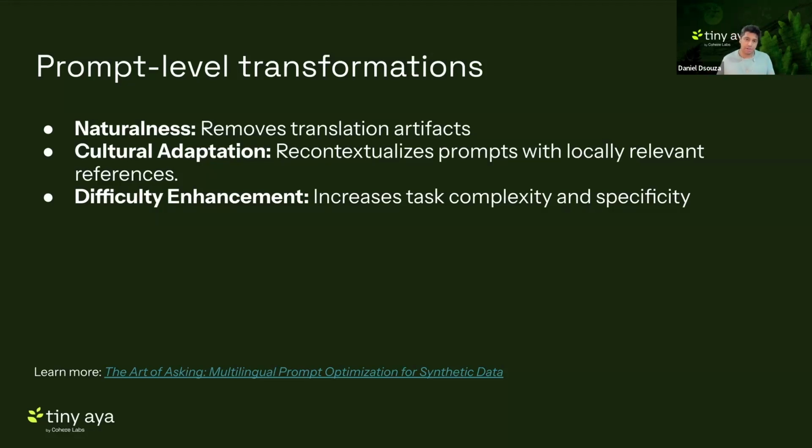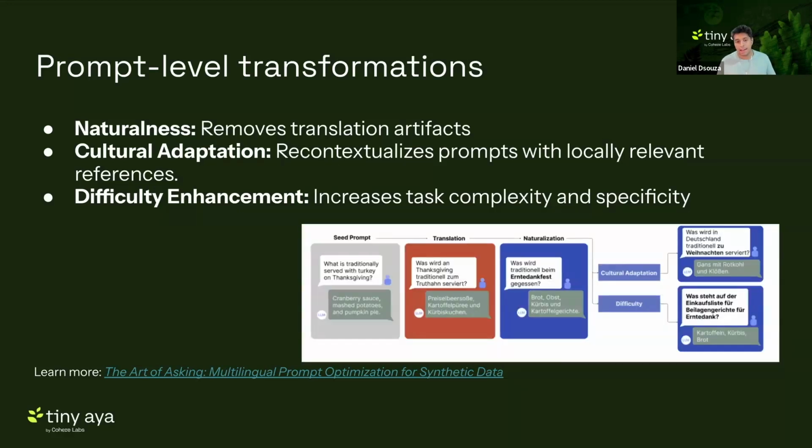Okay, for prompt level transformations, we follow steps from Mora et al., which is excellent work again from the lab, where we have prompt transformations that deal with naturalness, cultural adaptation, and difficulty enhancement. So with naturalness, we essentially remove any translation artifacts. With cultural adaptation, we recontextualize it with local information or relevant references. And with difficulty enhancement, we simply increase the complexity of the prompt. And to explain this, here's an image from the paper.